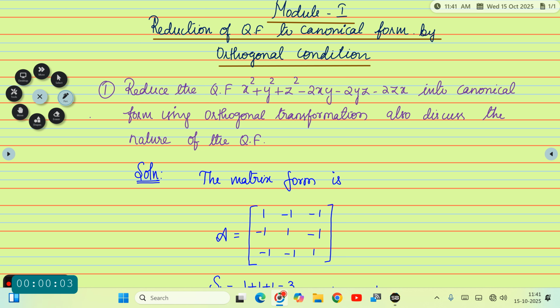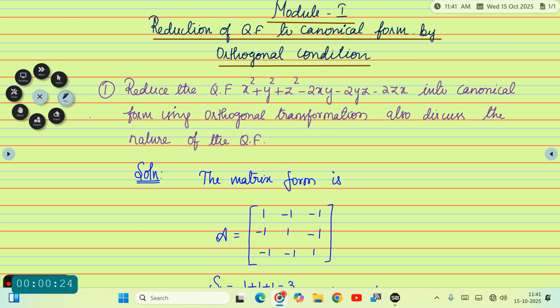Good morning, students. Today we are going to see how to reduce the quadratic form to canonical form by using orthogonal condition. This is under module 1. We are going to see how we are going to reduce the quadratic form to canonical form. First, the given quadratic form is converted to matrix.